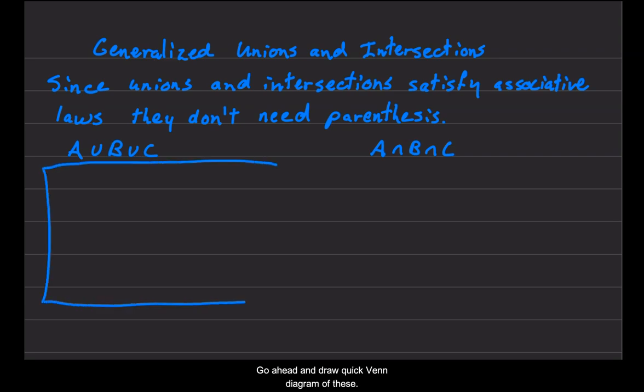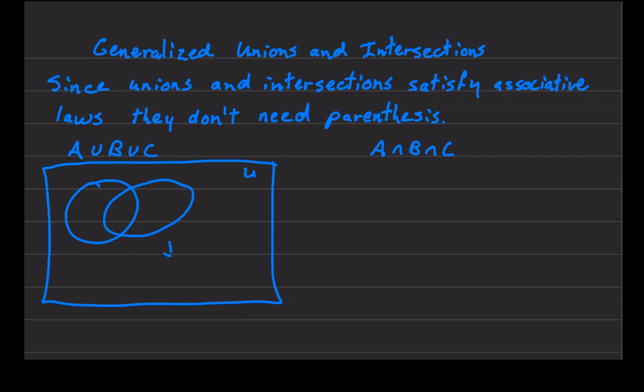And go ahead and draw a quick Venn diagram of these. We've got A and B and C. And switch our color to red here. So with our union, well, that's everything in A, and everything in B, and everything in C. So that covers all of this.